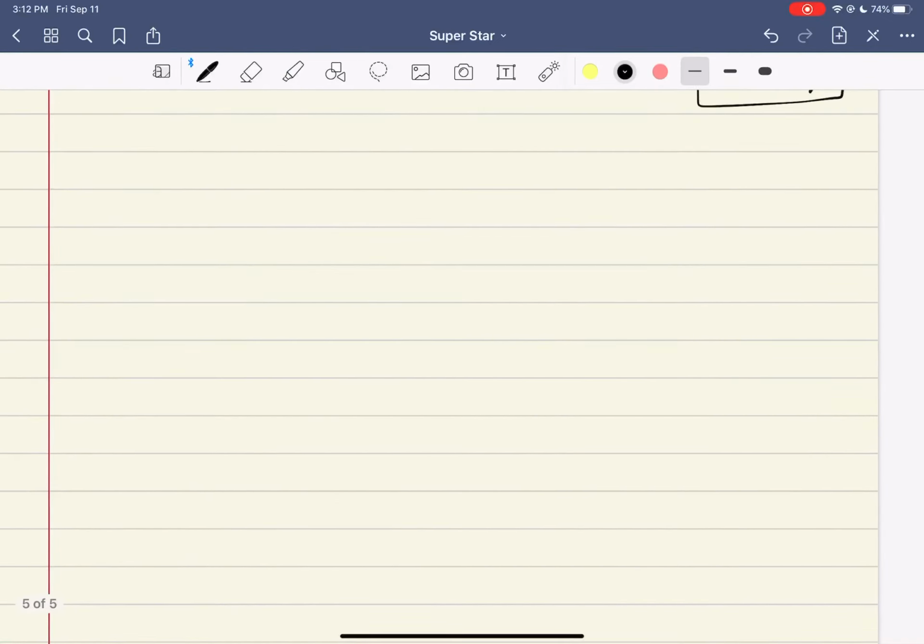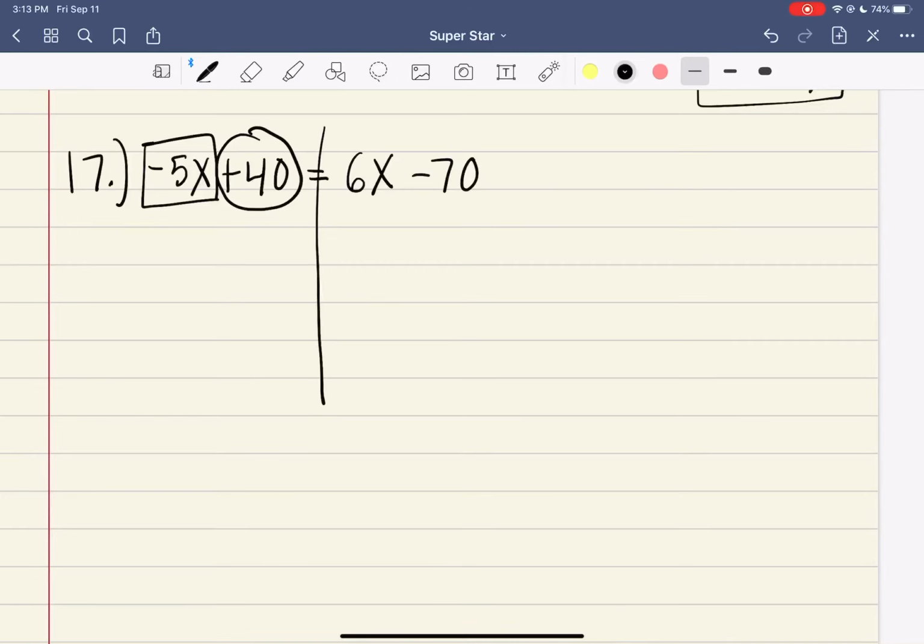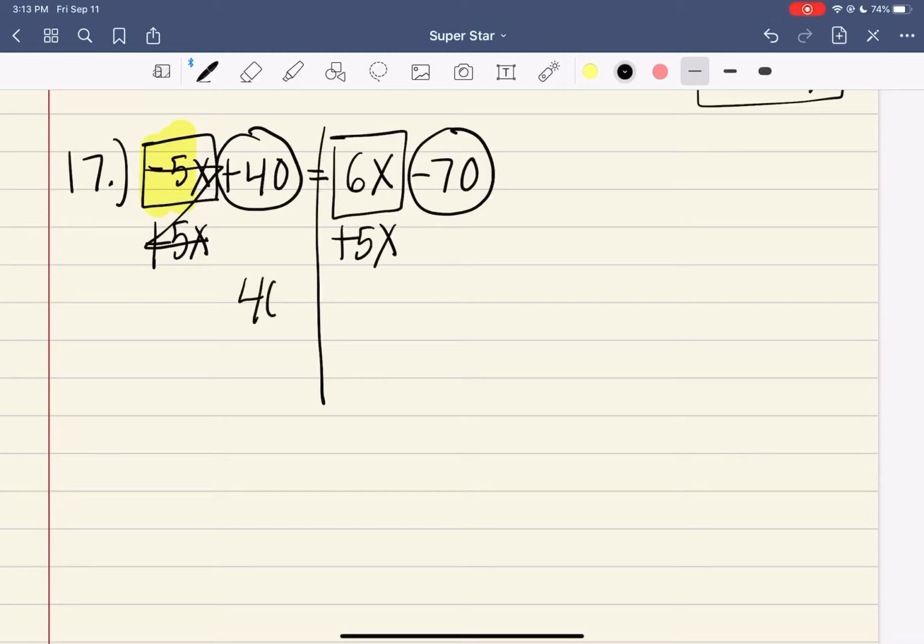Number 17, -5x plus 40 equals 6x minus 70. So I'm going to box, circle, line, box, circle. So we're going to, no like terms, but we do have variables, so we're going to identify our least coefficient, and that's -5. So we're going to then add 5x to both sides. This is going to become 0, and we'll be left with 40 equals 11x minus 70.